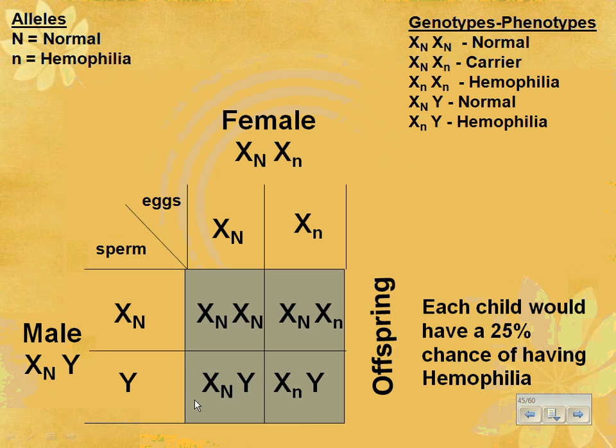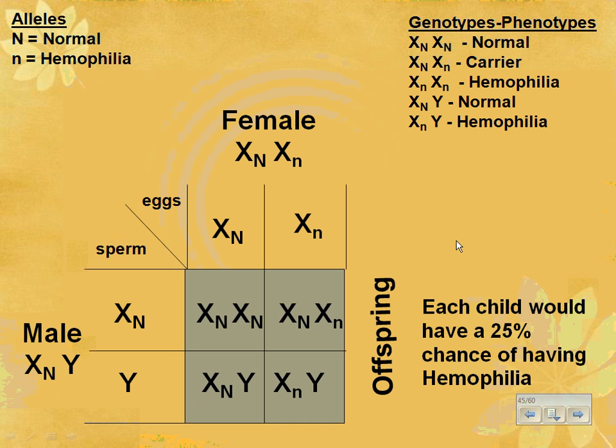25%, 1 out of 4. Now, if you look at the males, if they have a boy, it's about a 50% chance, of course, that they would have a child with hemophilia. So these are examples of sex-linked genes.